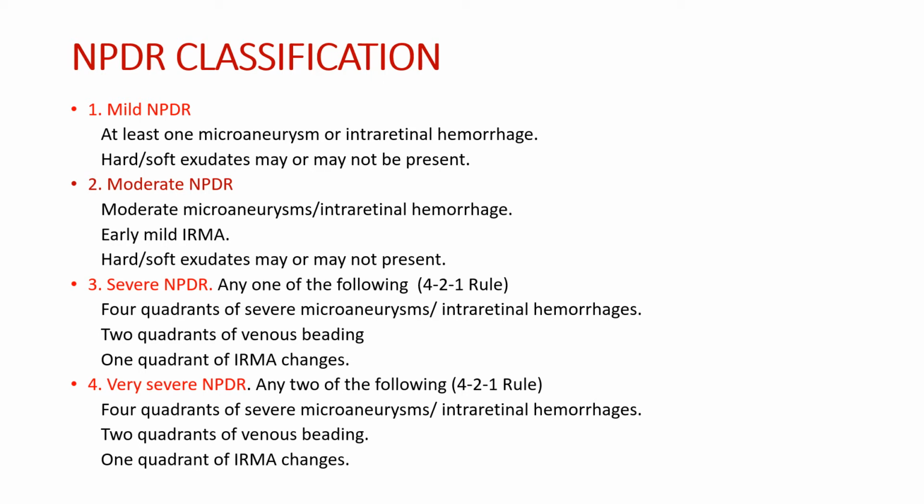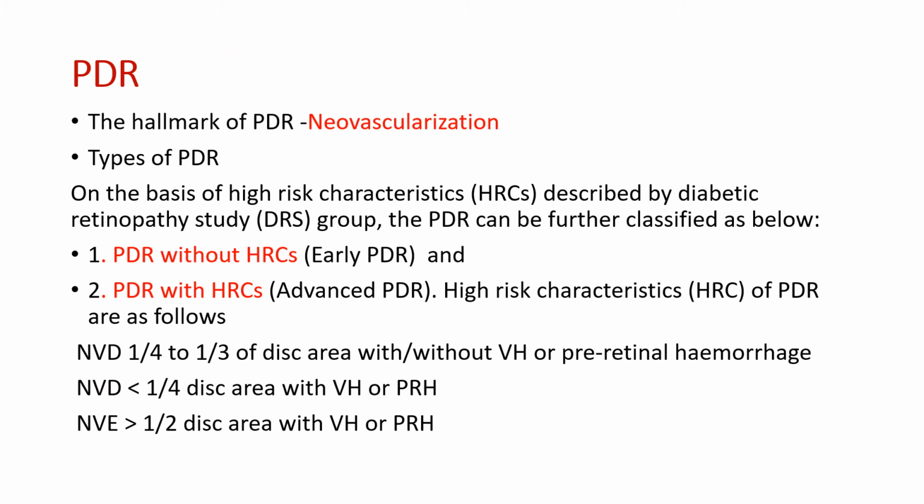Fourth, very severe NPDR: any two of the following, the 4-2-1 rule. So 4 quadrants of severe microaneurysms or intraretinal hemorrhage, 2 quadrants of venous beading, or 1 quadrant of intraretinal microvascular abnormality. So in very severe NPDR, any two of the following criteria will be present. In severe NPDR, one of the following criteria will be present. Proliferative diabetic retinopathy: the hallmark of proliferative diabetic retinopathy is neovascularization. These neovascular tissues are abnormal, fragile blood vessels.